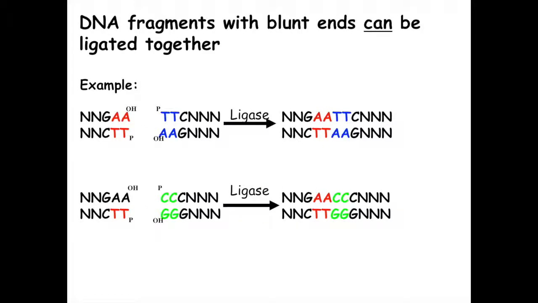Okay. DNA fragments with blunt ends can be ligated together. It's just a little different. You're ligating at a different point. And like I said, this allows ligation to occur in different locations than normally present. So you can ligate this type of example.